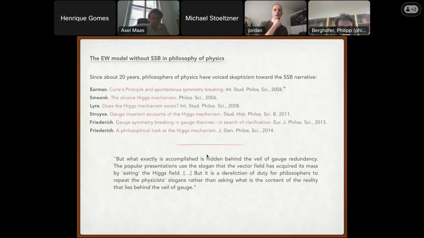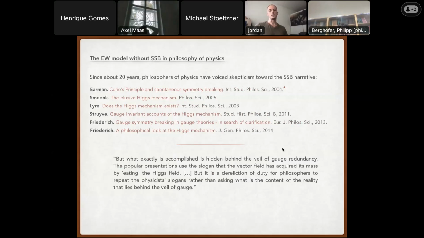So it's perhaps worth reminding what was being said at the time in that 2004 paper, saying that what is exactly accomplished is hidden behind the veil of gauge redundancy. The popular presentation uses the slogan that the vector field has acquired its mass by eating the Higgs field.